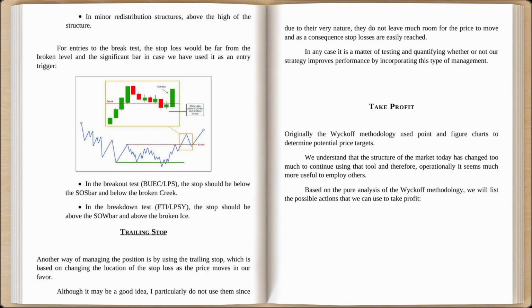For entries to the break test, the stop loss would be far from the broken level and the significant bar, in case we have used it as an entry trigger. In the breakout test, BUC LPS, the stop should be below the SOS bar and below the broken creek. In the breakdown test, FTI LSI, the stop should be above the SOW bar and above the broken ice.